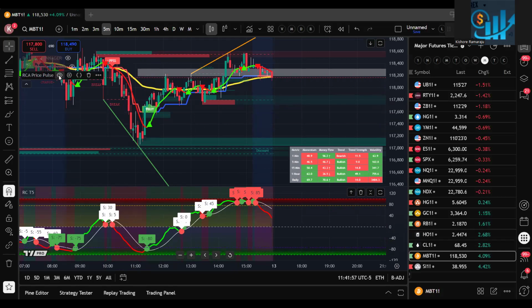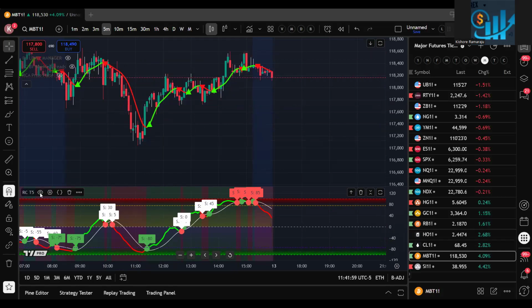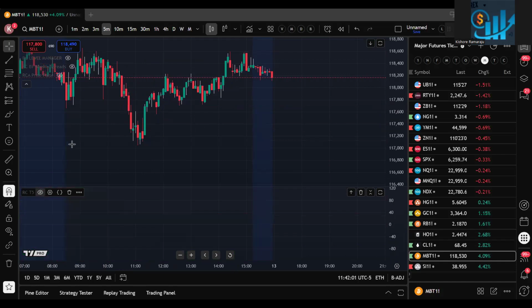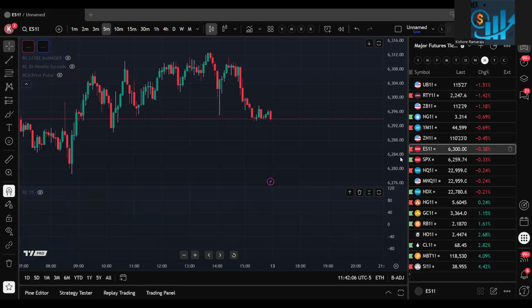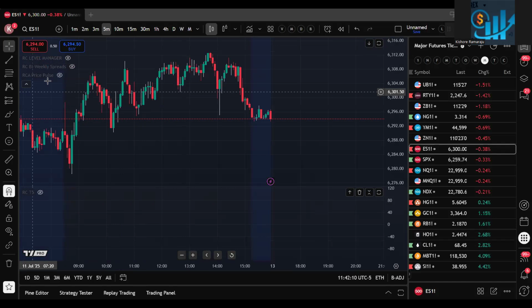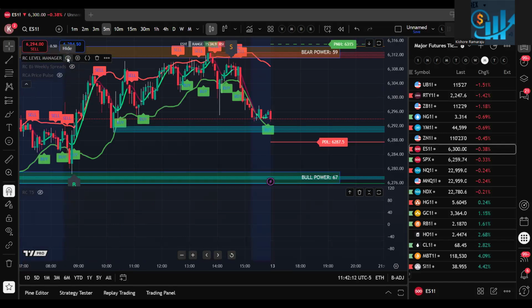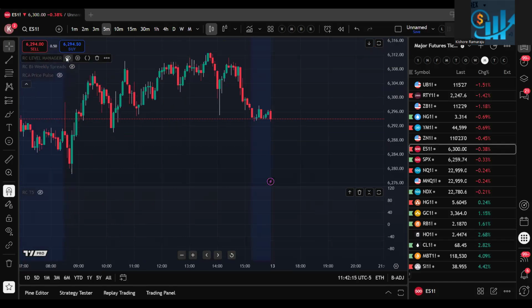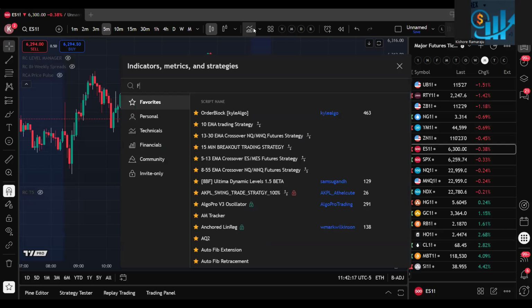So now this is Price Pulse indicator and this is T5 indicator. Now we can use one more example or the third indicator, which is called Level Manager, or let me take you to Futures Level Manager.